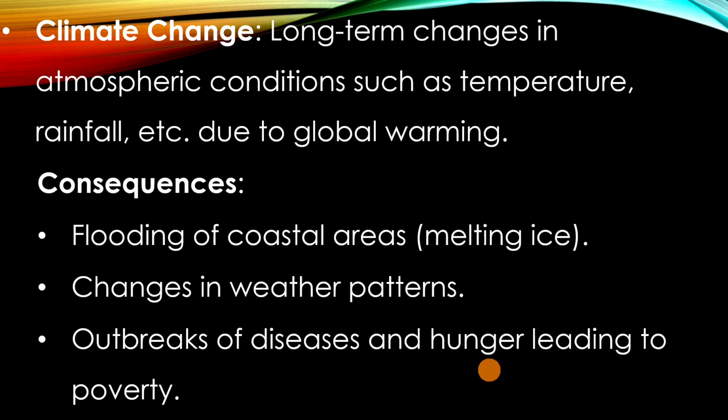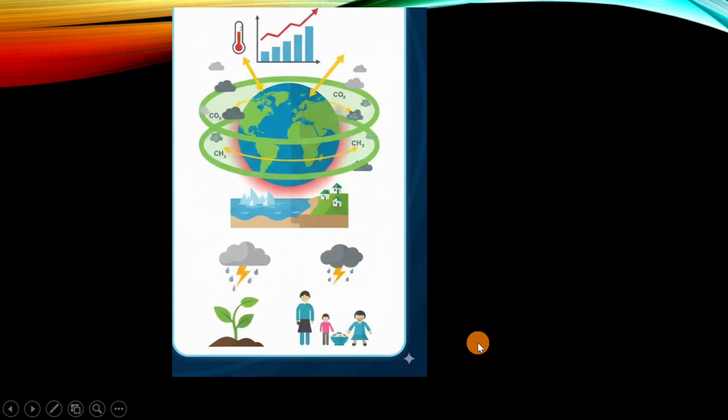When you have drought, what happens? People have no food. So there'll be hunger, and without food, everything will lead into poverty, because for some people, farming is a source of income. If they have not farmed, or they farmed but their crops have not grown, what happens? Poverty kicks in. So these are some of the consequences of climate change. So outbreaks of diseases, hunger leading to poverty. Okay.